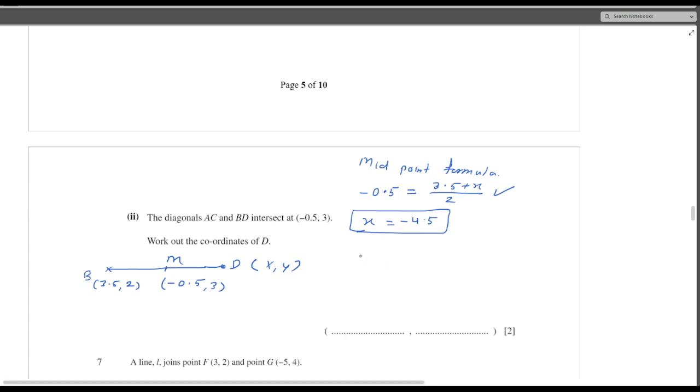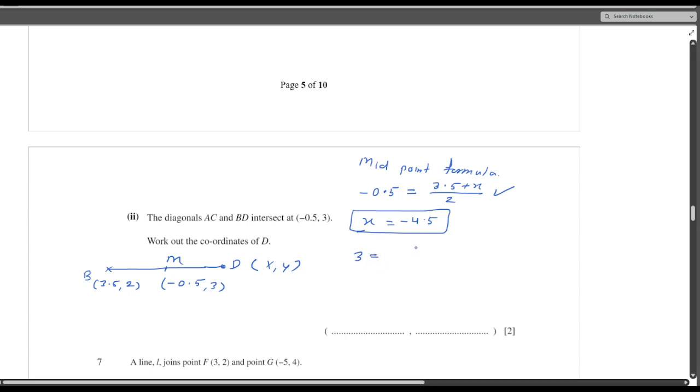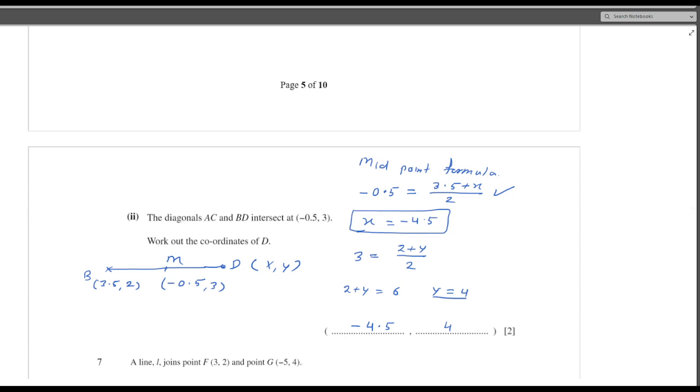Similarly for the y value, I will say that 3 is equal to 2 plus y divided by 2. So your 2 plus y is equal to 6, and therefore your y is equal to 4. So x comma y, I will say, is minus 4.5 comma 4. Minus 4.5 comma 4 is your answer.